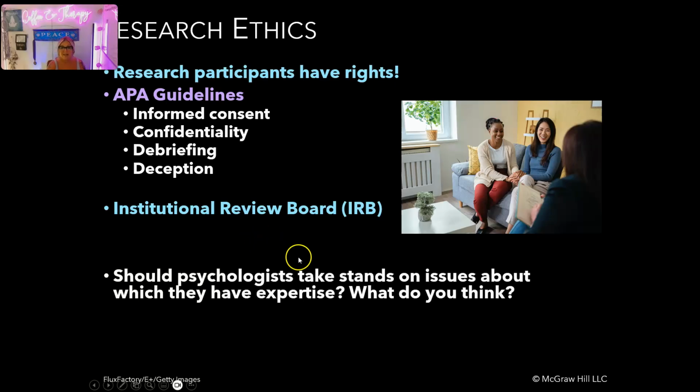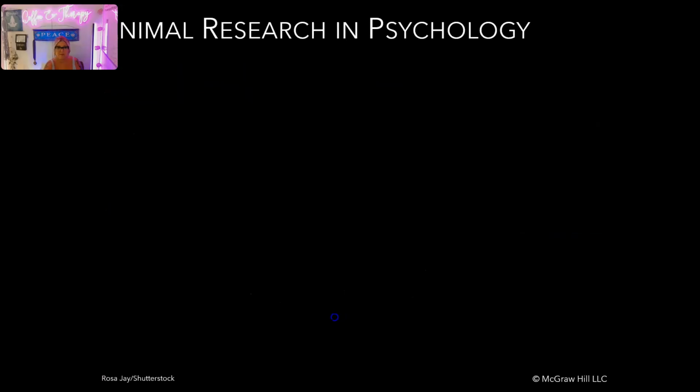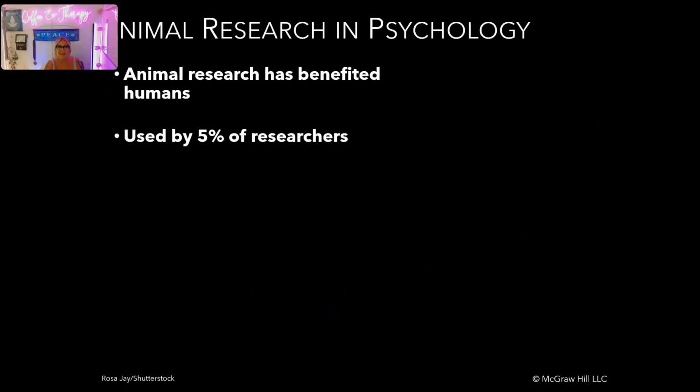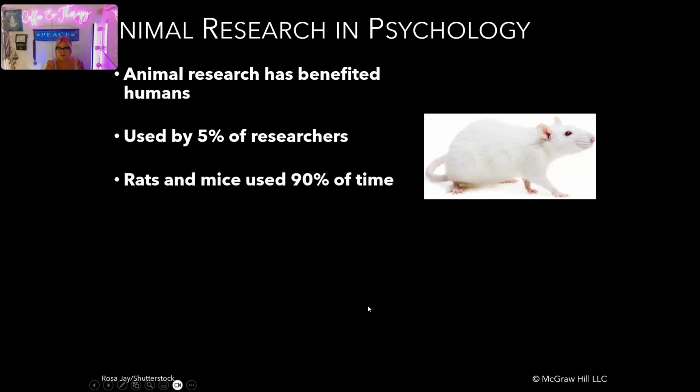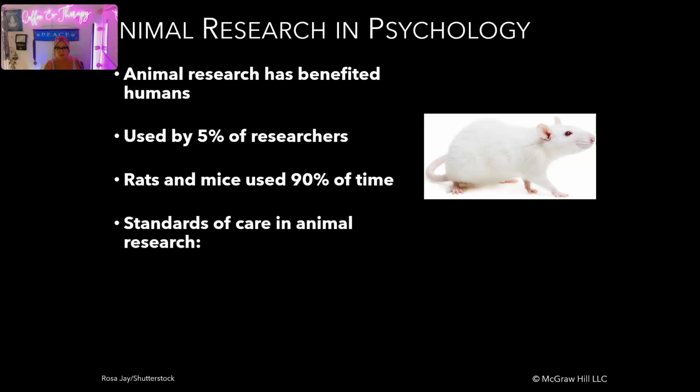All right. Should psychologists take stands on issues about which they have expertise? So think about that. And what do you think about that? All right, when we look at animal research, that has benefited humans over years and years and years. It's now used by about 5% of researchers, used to be used all of the time. Rats and mice are used 90% of the time when we're looking at animal research.